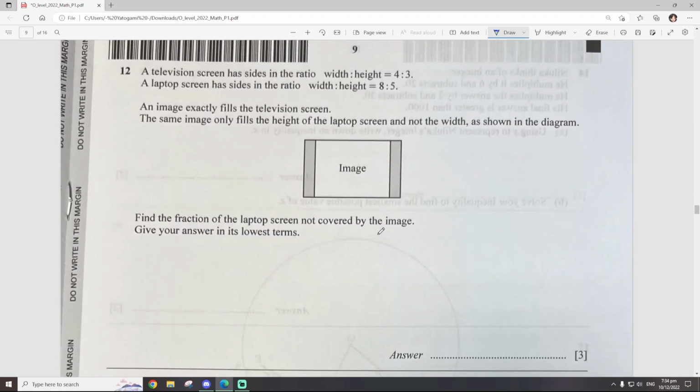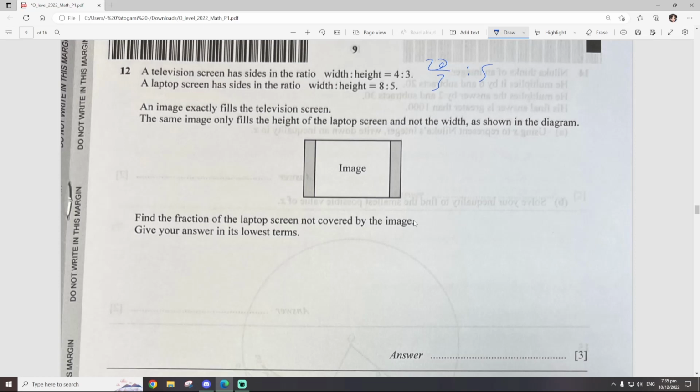Okay, this one. Wow. Apparently there were quite a lot of debates about this one. Find the fraction of the laptop screen not covered by the image. 3 marks is a bit generous actually, because you can see that the image fills the height and not the width of the laptop screen, so the width is kind of in excess. So what we do is convert the ratio of the heights to be equal. So 4 times 5 over 3, so this is 20 over 3 is to 5.